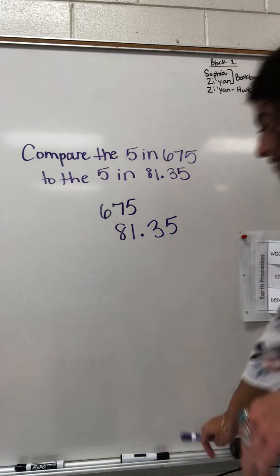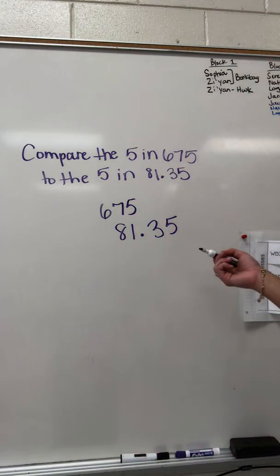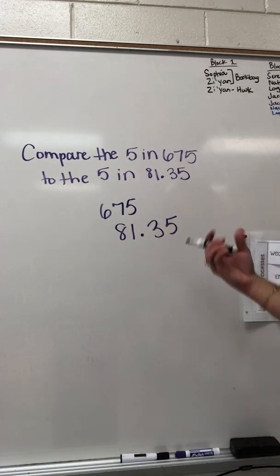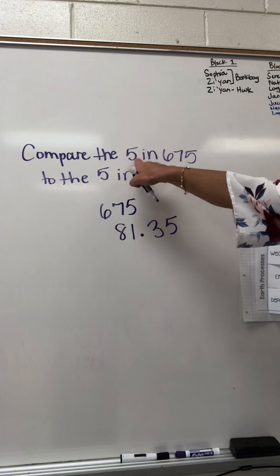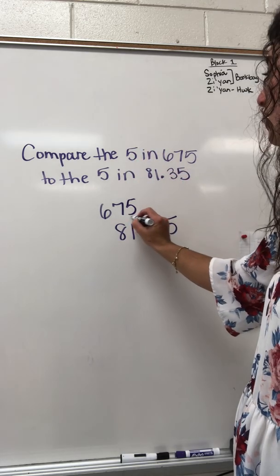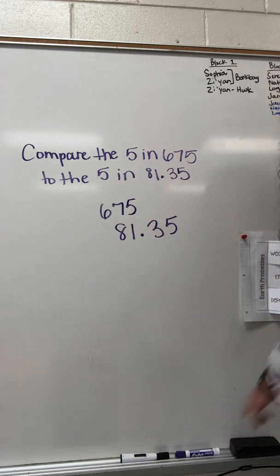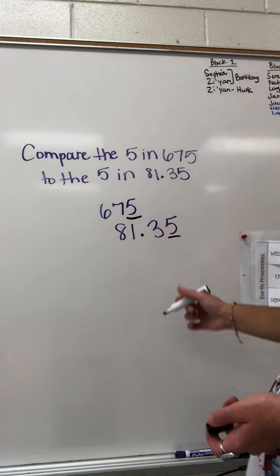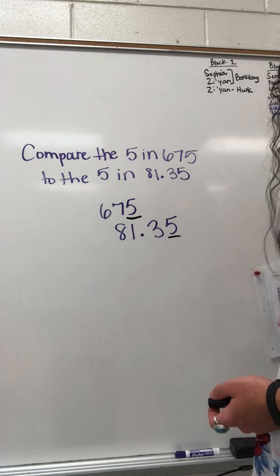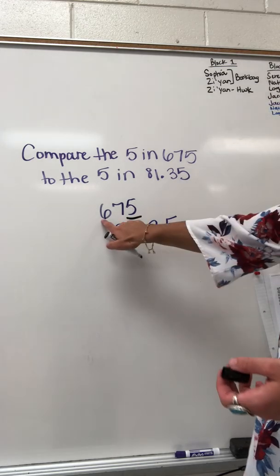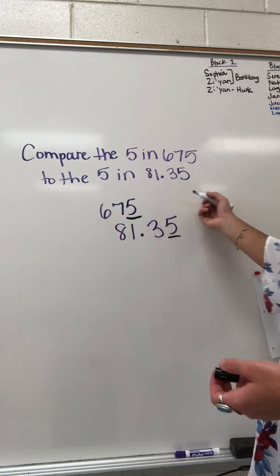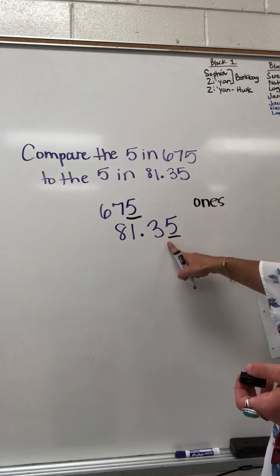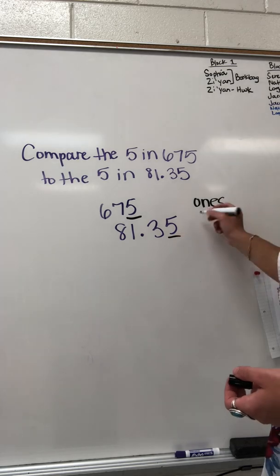My second step is, once I identify those place values by lining them up, I'm going to underline the digit that I'm being asked to compare. So in this case, I'm being asked to compare the 5. So I'm going to underline the 5 here and the 5 here. After I've done that, I'm going to come up to the side and note their place value. So in 675, the 5 is in the ones, and in 81 and 35 hundredths, the 5 is in the hundredths.